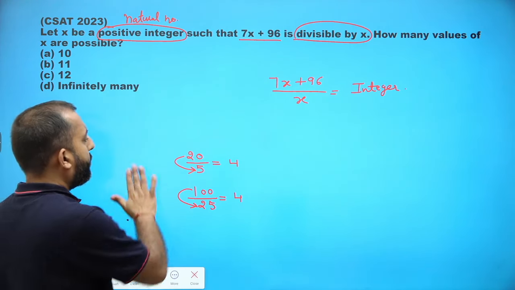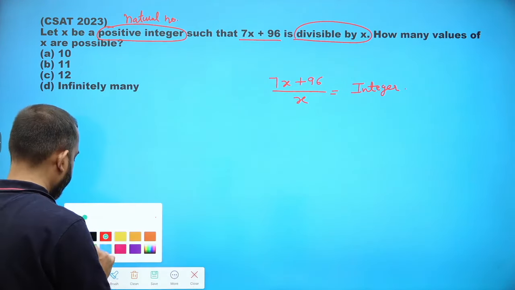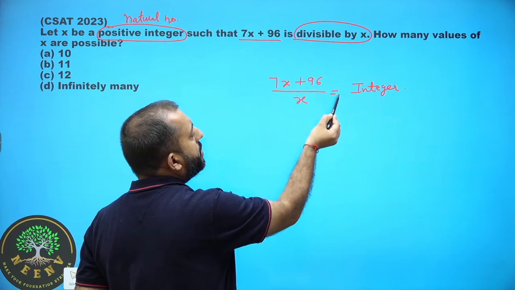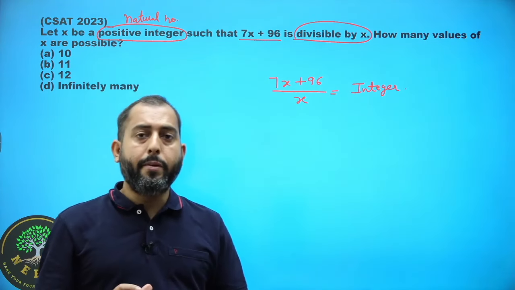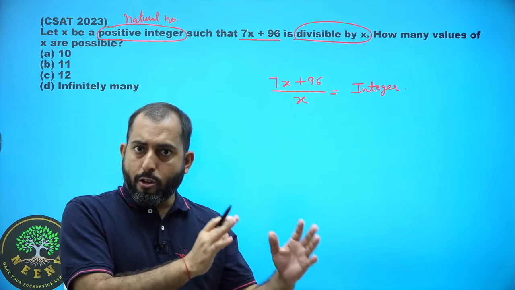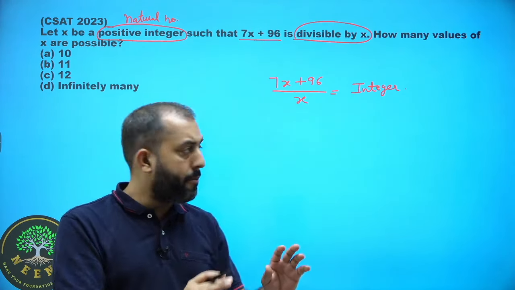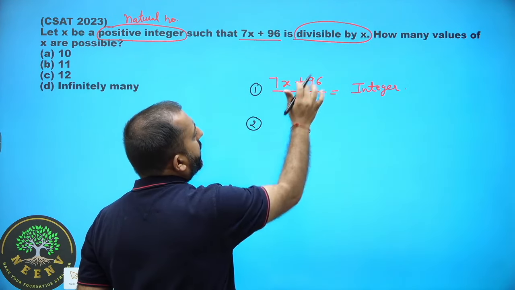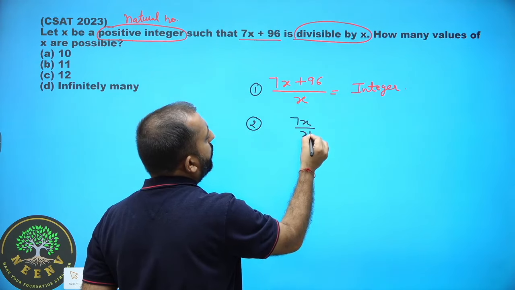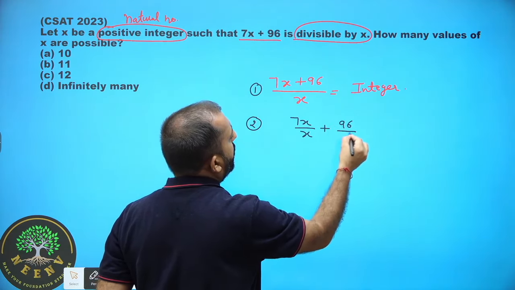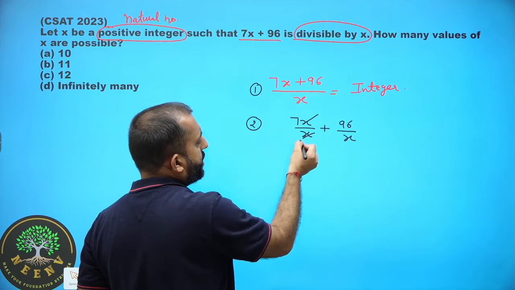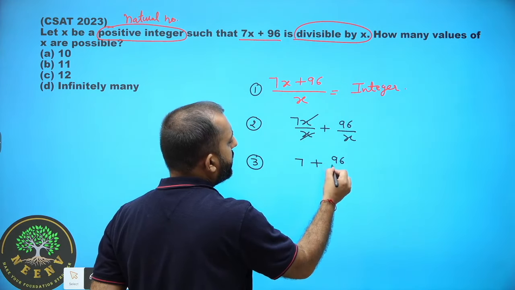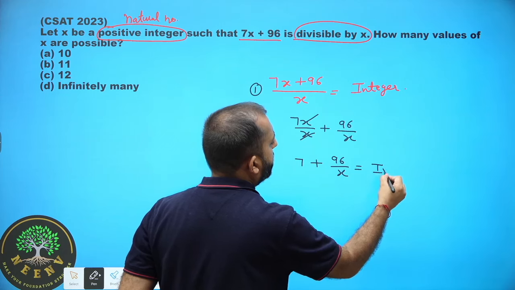Now, 7x plus 96 when divided by x, the result must be a complete number. Meaning the result must not be in terms of fraction. It should not be in terms of decimal. So this is the first step. Now second, I can write this as 7x upon x plus 96 upon x. This x got cancelled out. In step number 3, we got 7 plus 96 upon x equal to integer.